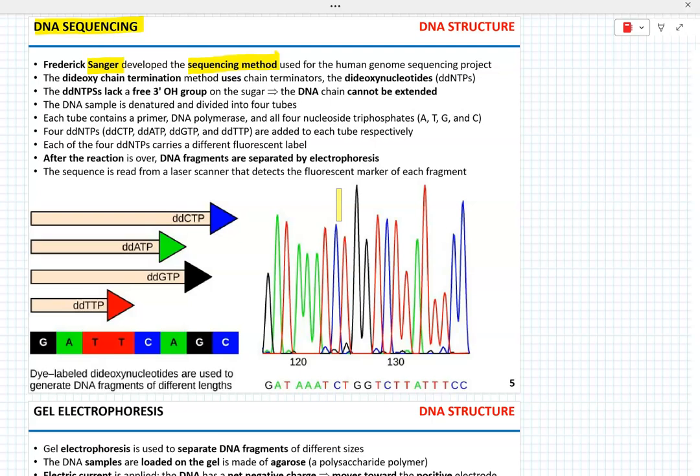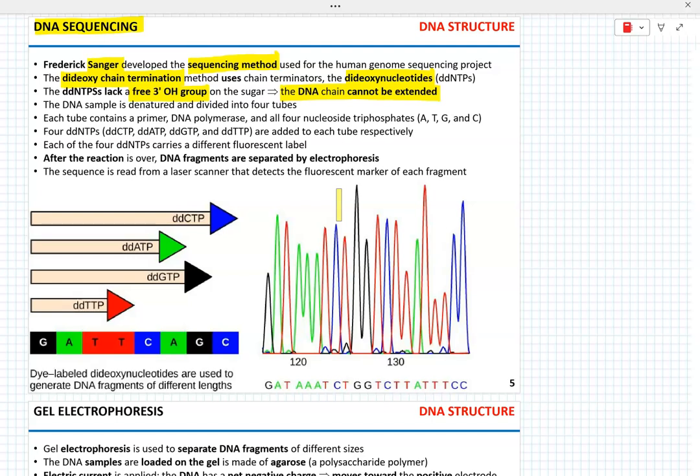His method, also known as dideoxy chain termination method, uses special nucleotides, so-called dideoxynucleotides, which don't have a free hydroxyl group at the 3' carbon of the sugar. Since they don't have that free 3' hydroxyl group, the DNA cannot be extended once a dideoxynucleotide has been incorporated into DNA.